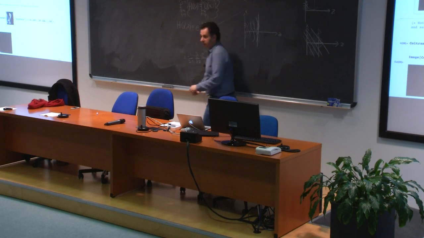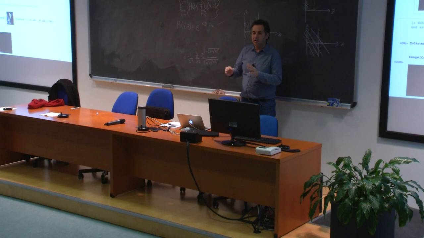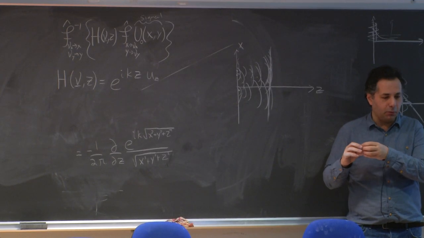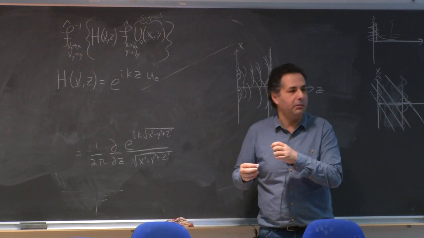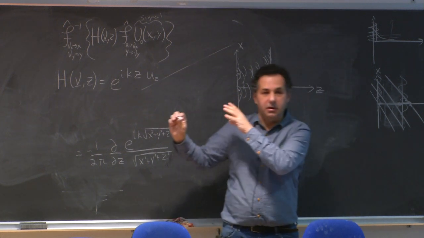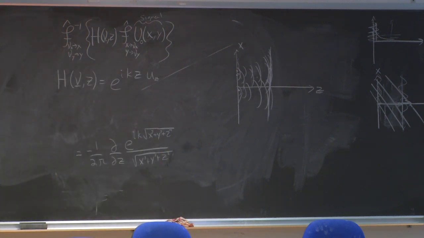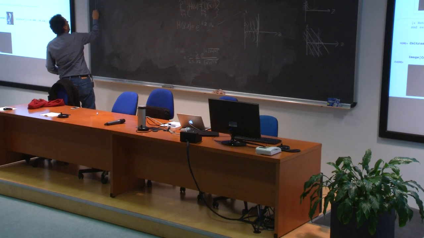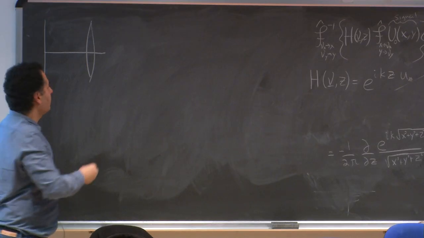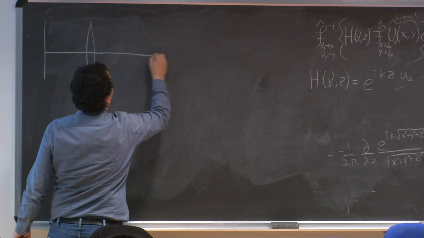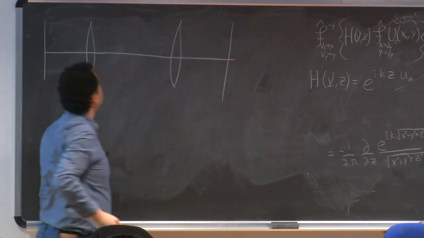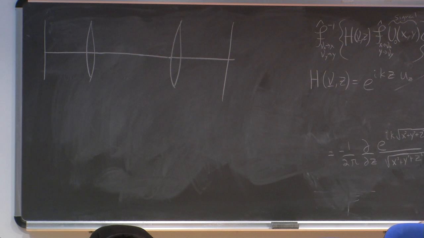Okay, so in the last half hour, I'm going to stop thinking only about free space and think about what happens when you have a more complicated system. Any more questions about this? Okay. So what happens if I'm propagating through a system that also has lenses? Okay, another lens here. How would you model this?